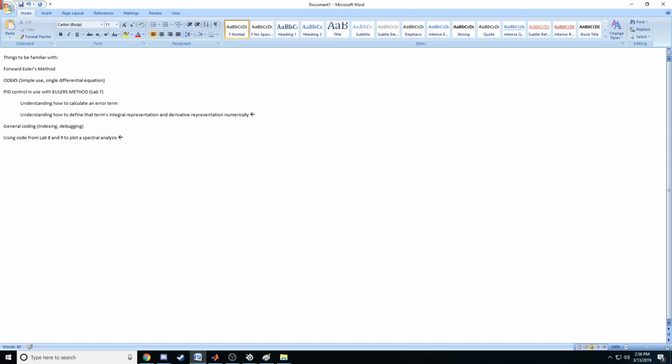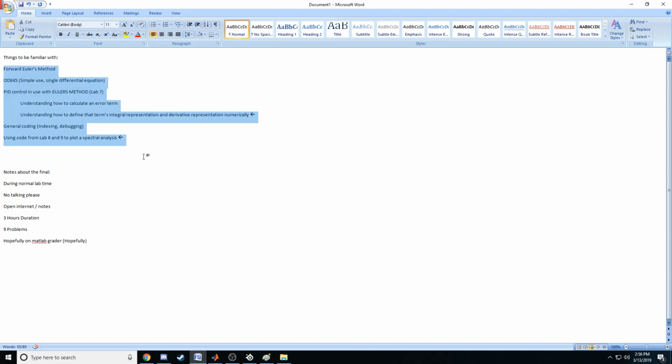Notes about the final: during normal lab time, no talking, please, open internet, book, notes, 3 hours duration. I think there's 9 problems, hopefully on a MATLAB grader. Topics on the test are basically the labs. No PSpice or Simulink stuff, so don't worry about studying that. It's just general MATLAB coding. Normal lab time, Friday, March 15th.